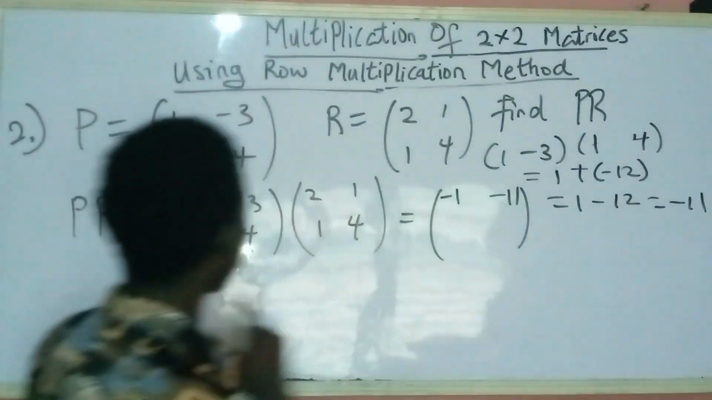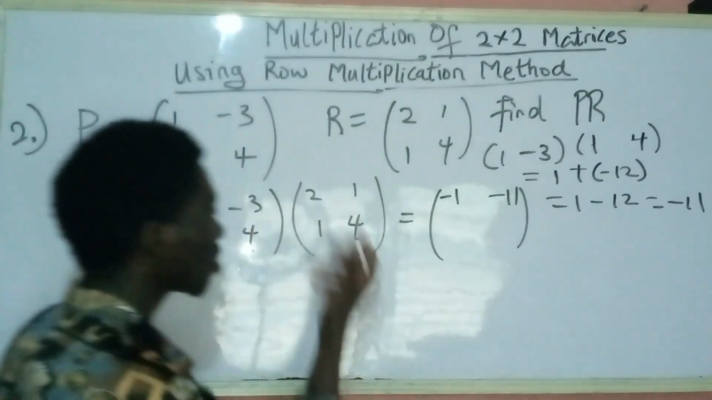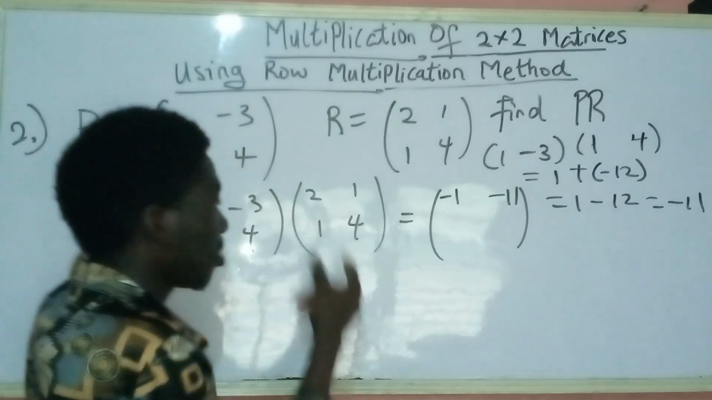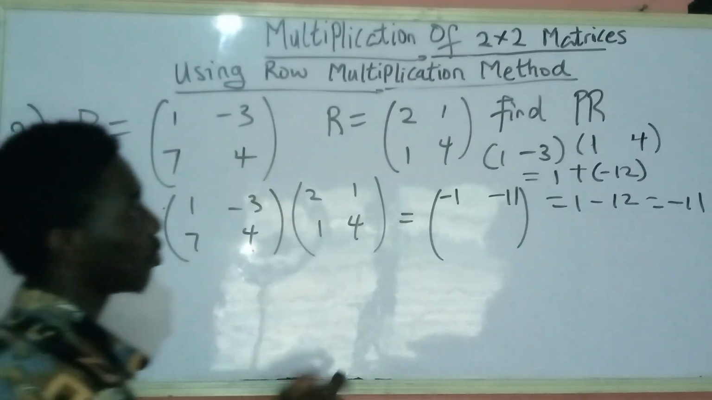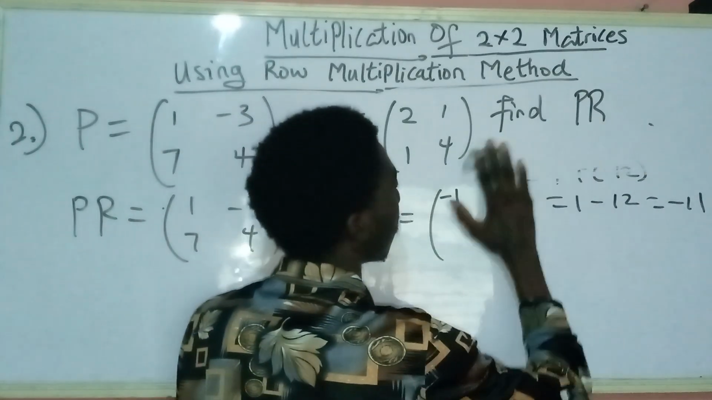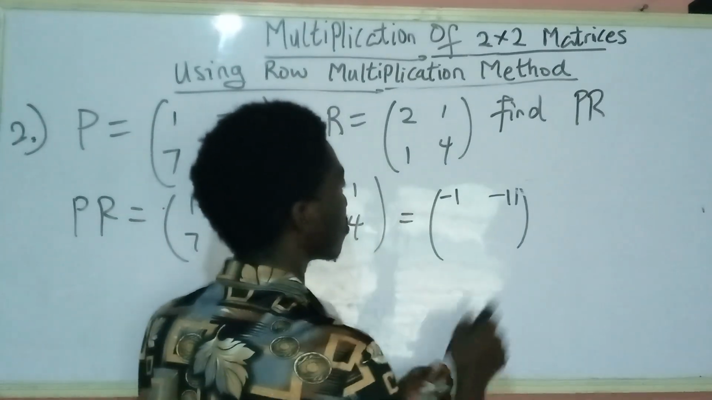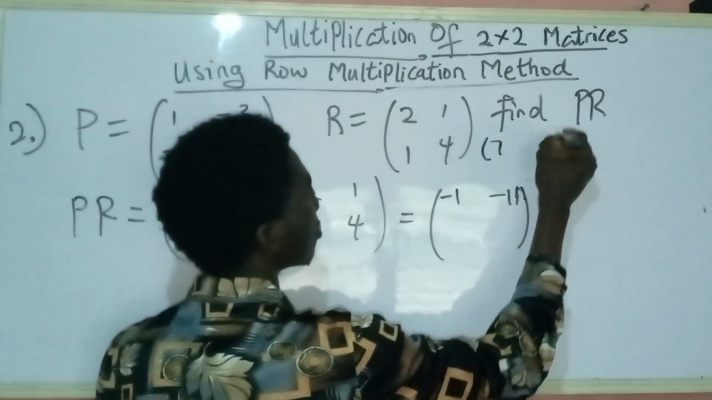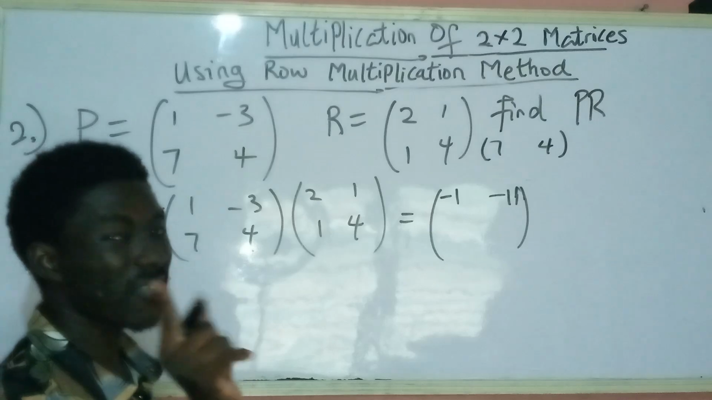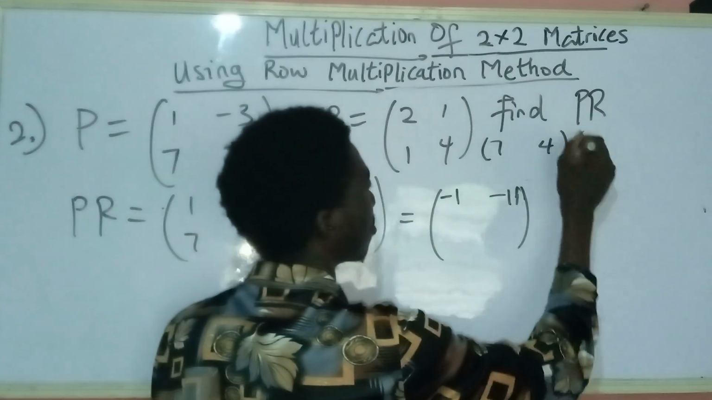Good. The next one is what? We are through with the columns. You can see we have only 2 columns here. We've done the first column and the second column, we are through. What do we do next? Go to the next row. So the next row is 7 and 4, and I'll start with the first column, 2 and 1.